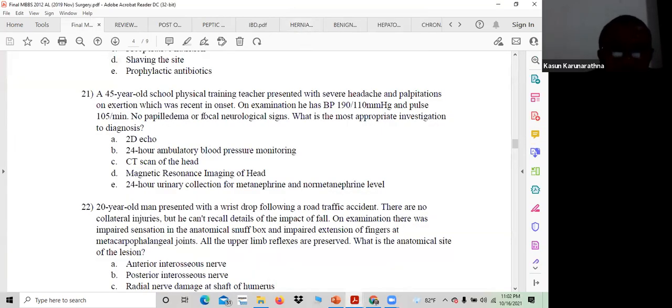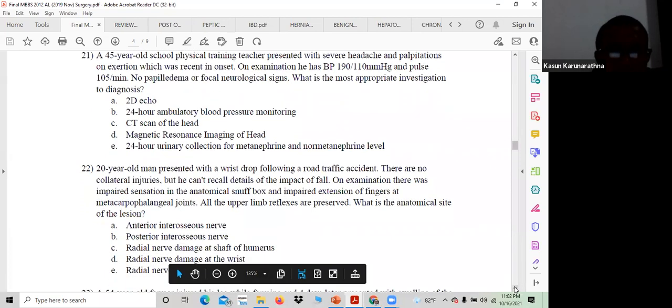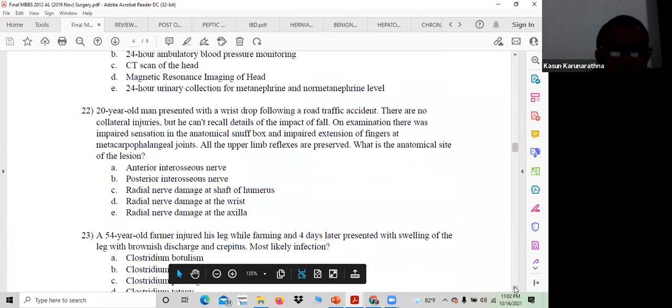And in the history they give no papilledema, no focal neurological signs. That excludes brain pathology, right? Hypertension is there, palpitation, headache, right? Most appropriate initial diagnosis, then comes your 24-hour urinary collection for metanephrines, right? Answer is E.